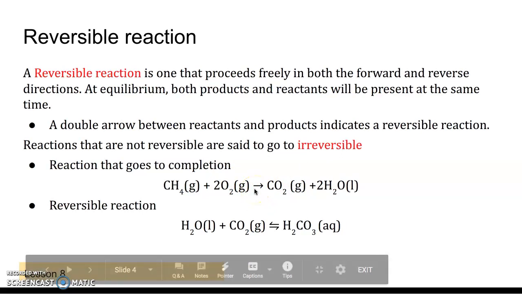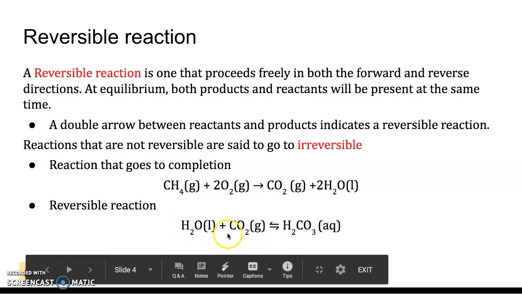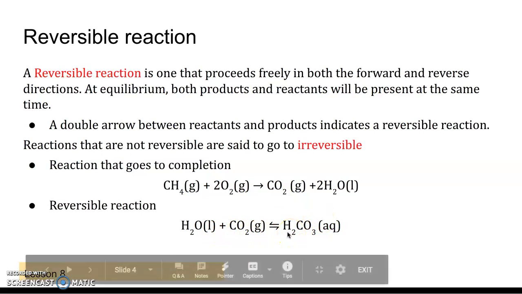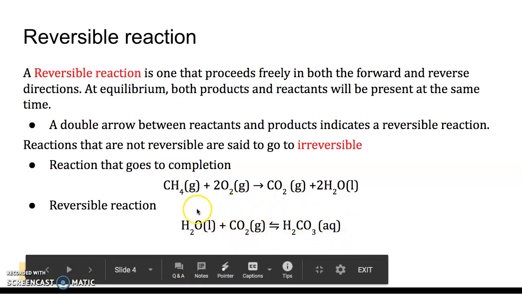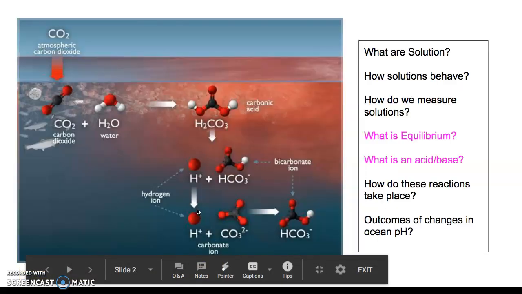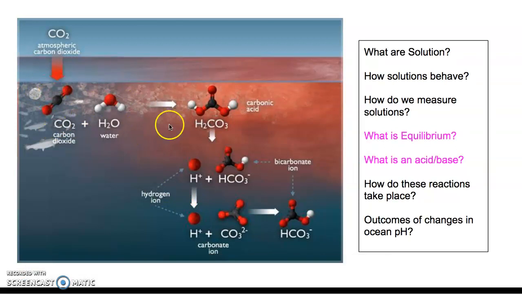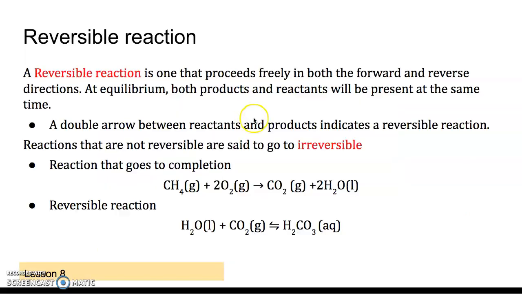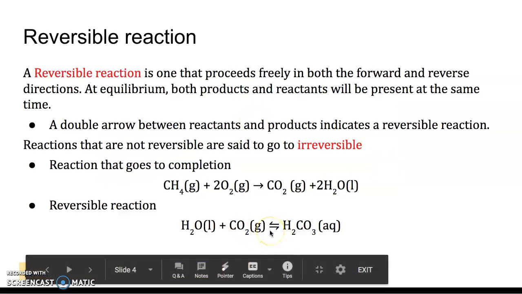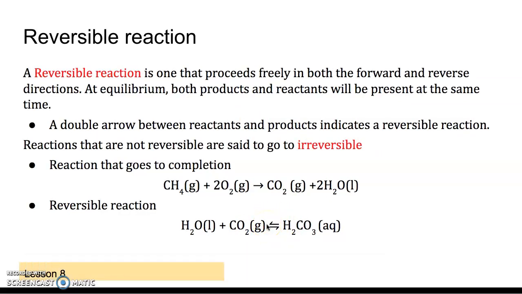Whereas for a reversible reaction, water plus carbon dioxide forms carbonic acid. By the way, this is the reaction from the previous slide. This is the beginning of ocean acidification. So this reaction is actually reversible, and we show reversible by showing a double-sided arrow.